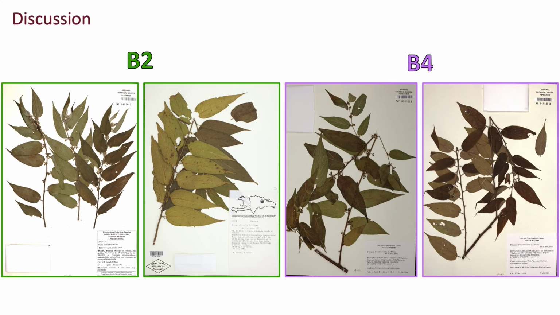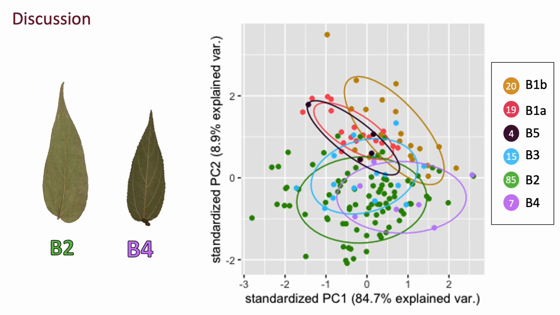Then we have B2 and B4. B2 is the lineage that's distributed throughout South America and Central America, and B4 has a more limited distribution. But just looking at these specimens, to me, they don't look that much different. And when we look at the principal component analysis, we see that same pattern, where the purple lineage representing B4 and B2, the green lineage, are overlapping in this analysis.